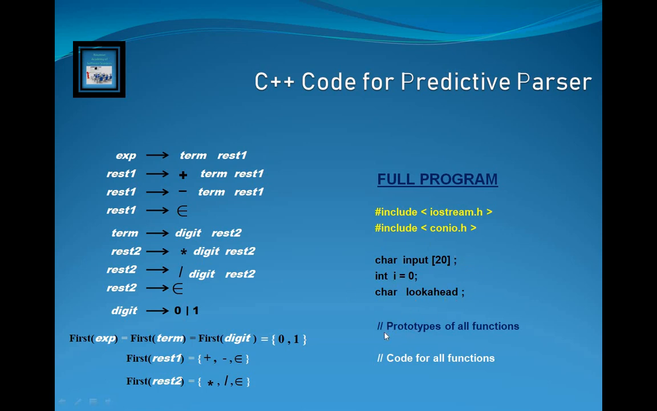After that the best practice is to write the prototypes of all functions. By using this strategy, you can call any function from anywhere. And after that you write the code which I already explained and showed you. So you can write the full program that implements a predictive parser.